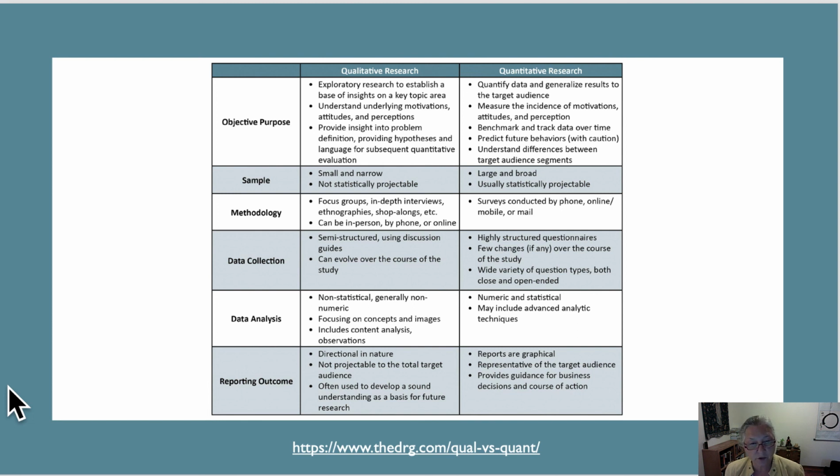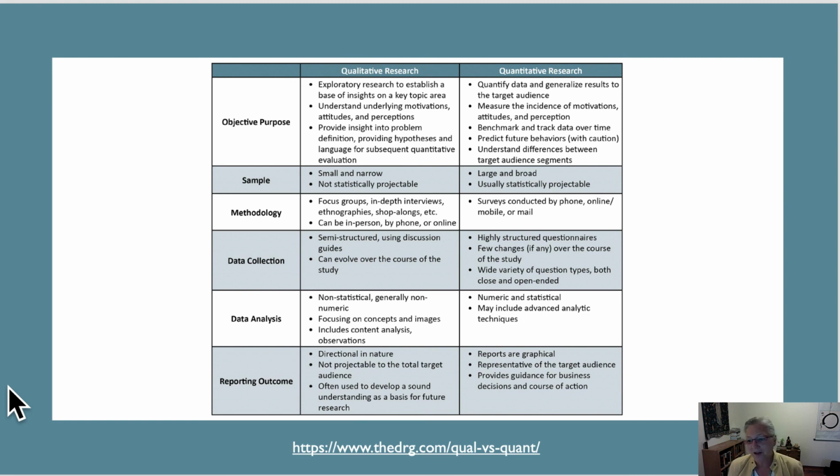Data collection is usually in the form of what we call semi-structured, using discussion guides rather than extremely specific questions, because these may change based on what the person says or does. And they can evolve over the course of the study. The data analysis is not statistical, and it's generally not numeric. It focuses on concepts and images, and it includes content analysis, observations. It's looking for themes. And then in reporting outcomes, it's directional in nature. Often it is used to develop a sound understanding as a basis of future research.